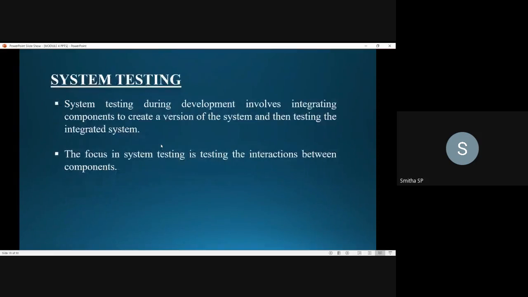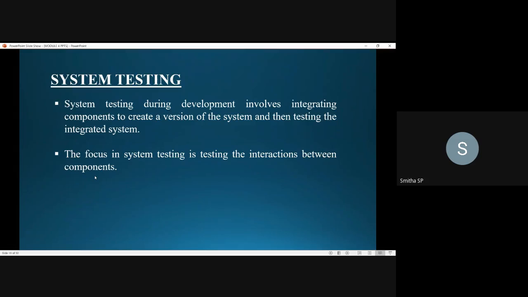Next we shall see about system testing. System testing during development involves integrating components to create a version of the system and then testing the integrated system. The focus in system testing is testing the interactions between the components. So system testing means when the individual components are integrated to form a system as a whole, then system testing needs to be done.